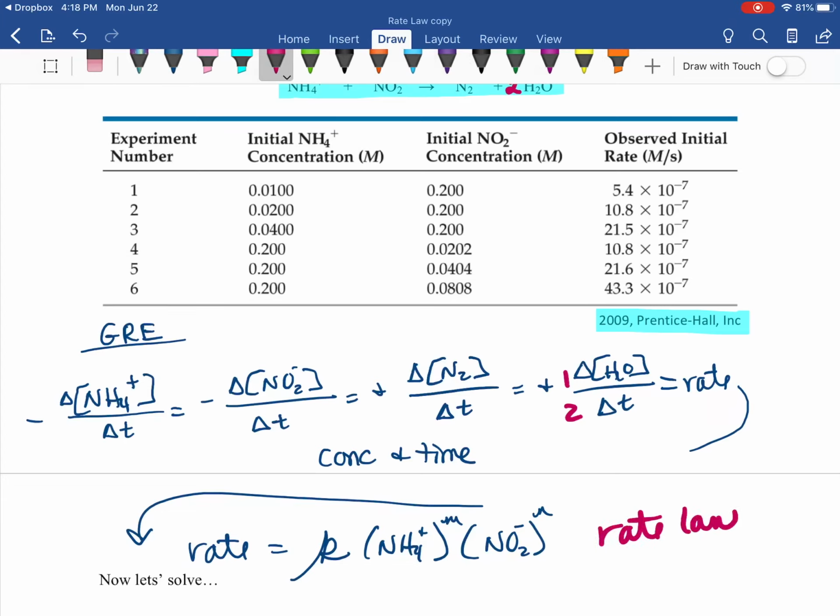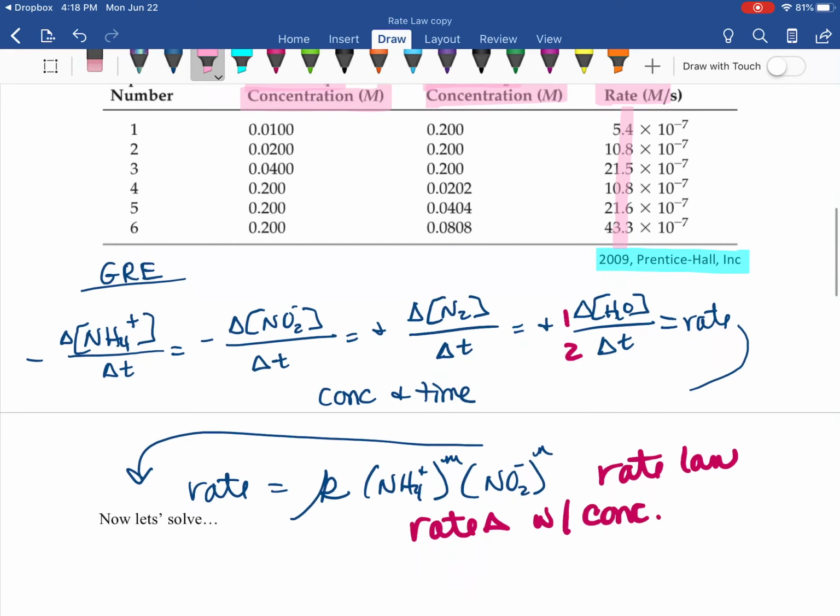So what should our data look like? Our data should be concentrations of initials and your rate. And your rate is changing. And look at these rates, they are changing. So now we want to study exactly how that rate changes. How does that rate change as you change concentration?